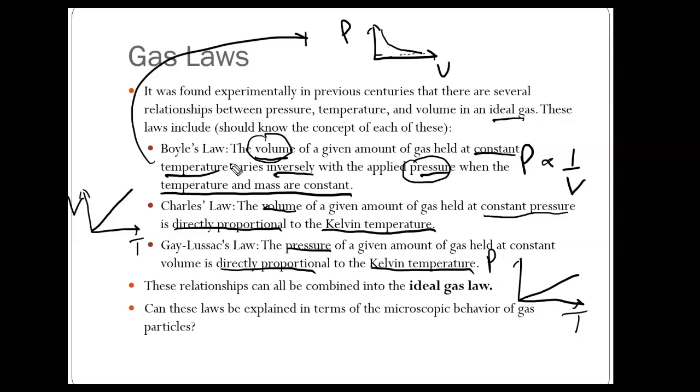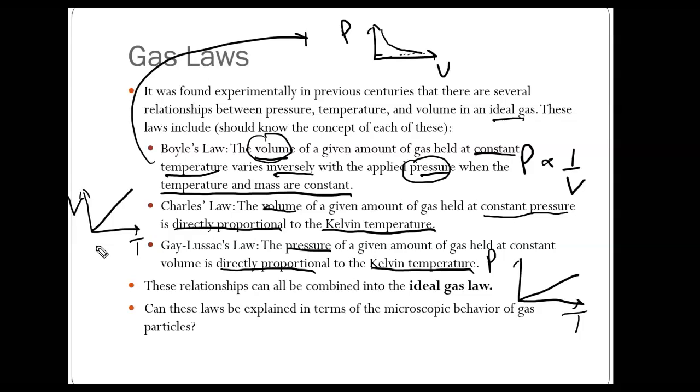If you look at Charles' law, it says that the volume of a gas at constant pressure is directly proportional to the temperature. Okay, so in other words, if the pressure is constant, if this frequency of collisions remains constant, if we increase the temperature of the gas, right, that means each gas particle is moving faster. So remember, temperature measures the average kinetic energy of the gas particles.